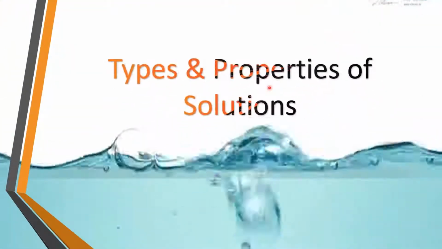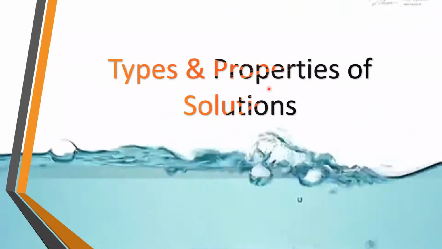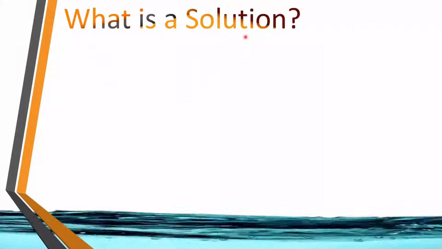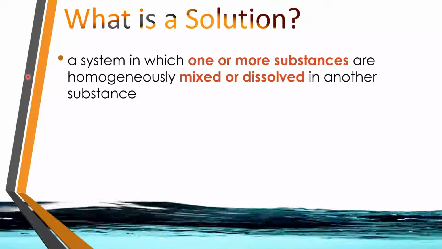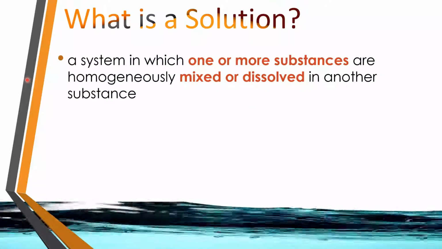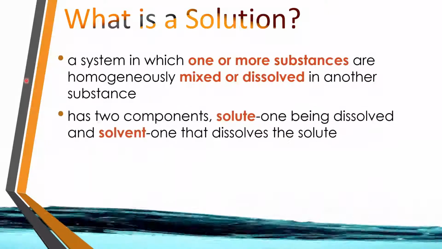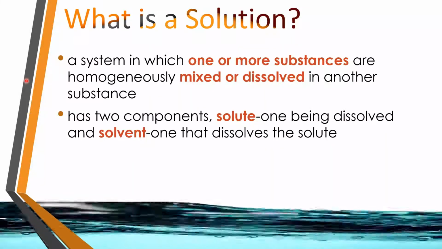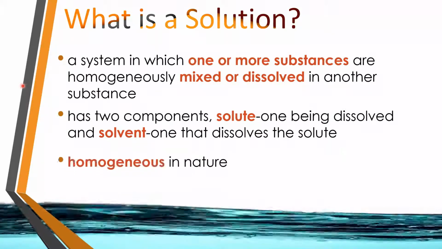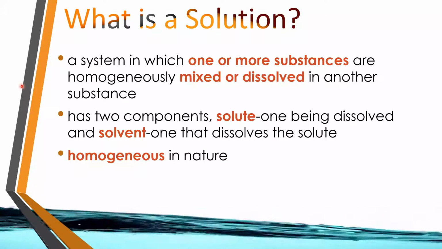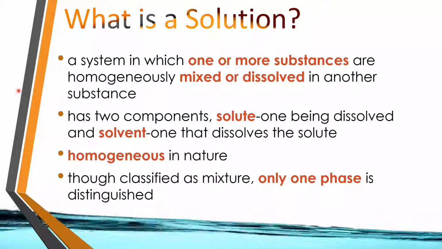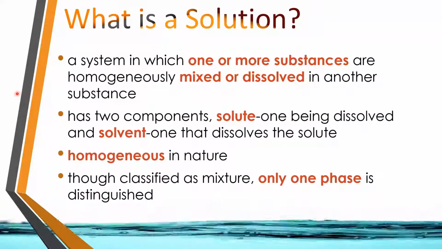To begin with, let us discuss the types and properties of solutions. What is a solution? A solution is a system in which one or more substances are homogeneously mixed or dissolved in another substance. It has two components: solute, the one being dissolved, and solvent, the one that dissolves the solute. Solutions are known to be homogeneous in nature, which is why, though classified as a mixture, only one phase is distinguished.